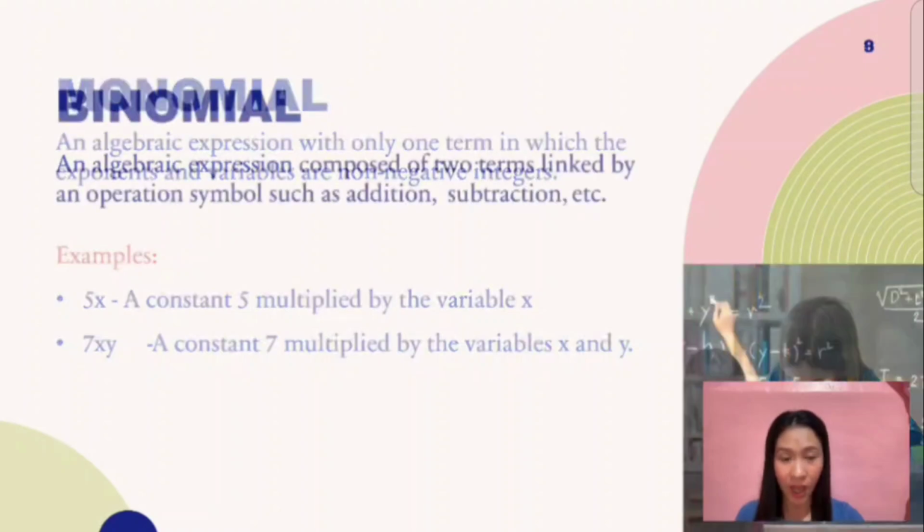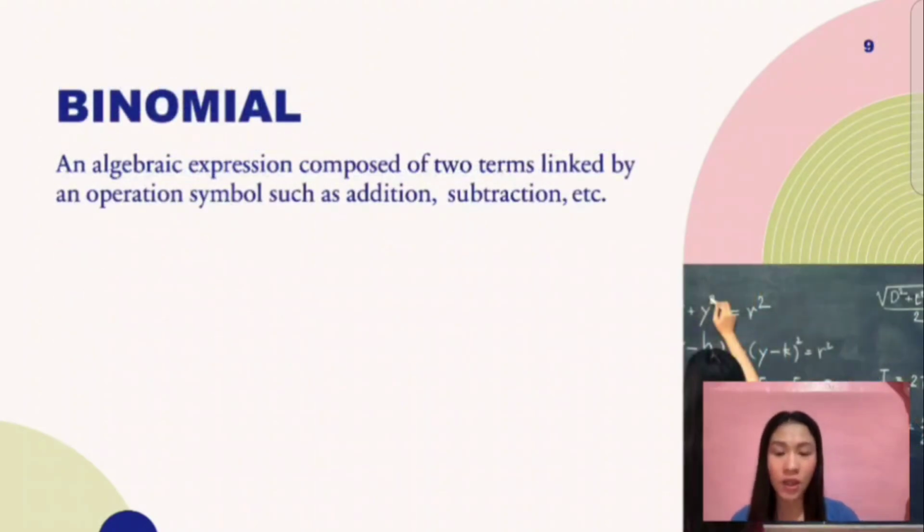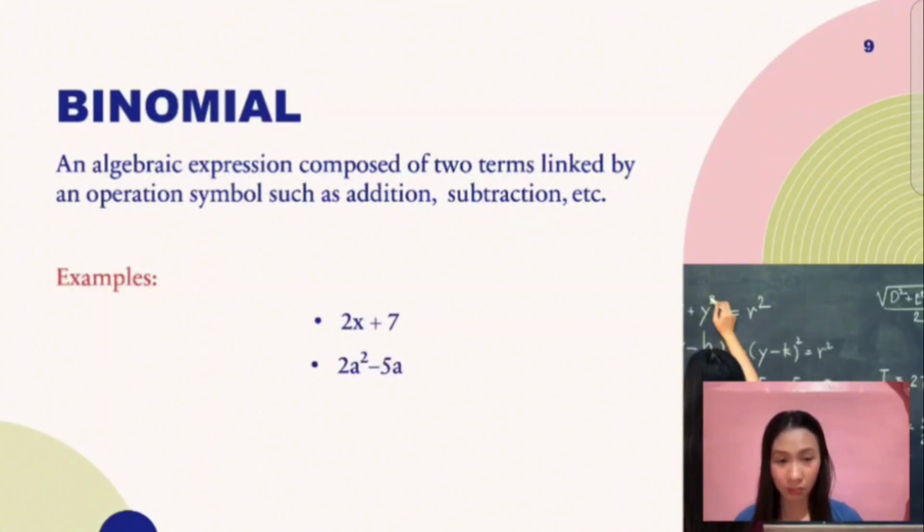variables x and y. And next we have here the binomial. A binomial is an algebraic expression composed of two terms linked by an operation symbol such as addition, subtraction, and many more. We have here our examples 2x plus 7 and 2a squared minus 5a, where our operation symbols are plus and minus that link between the first term and the second term.